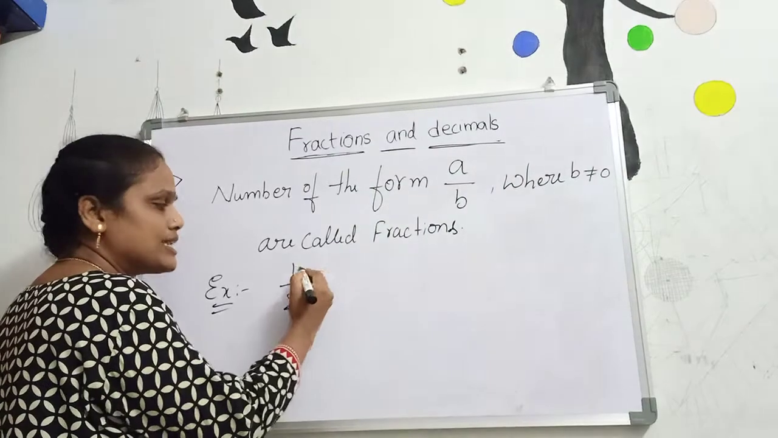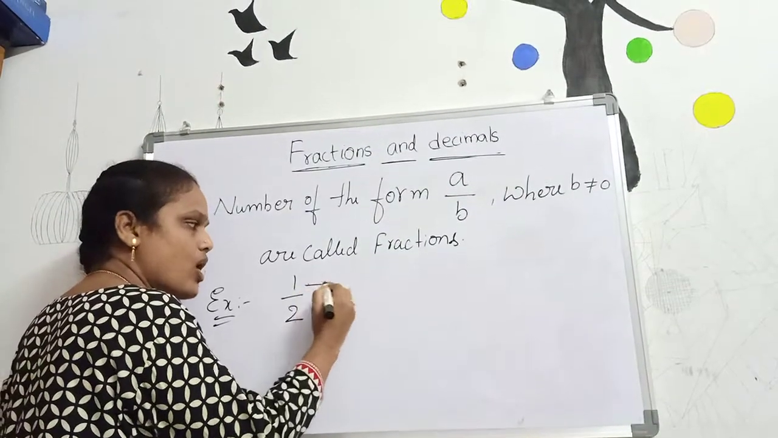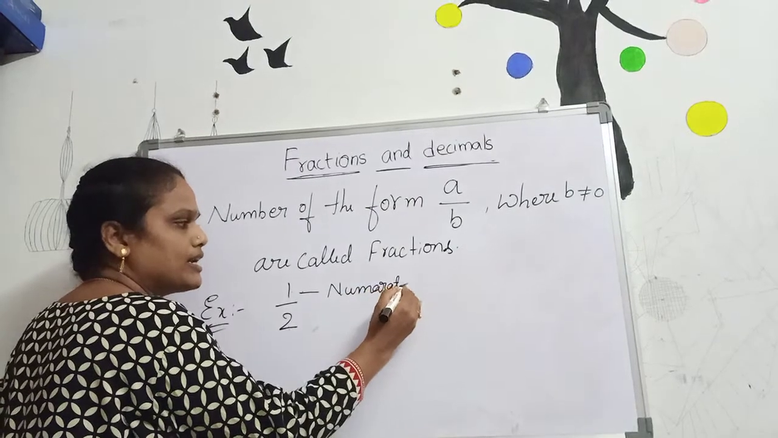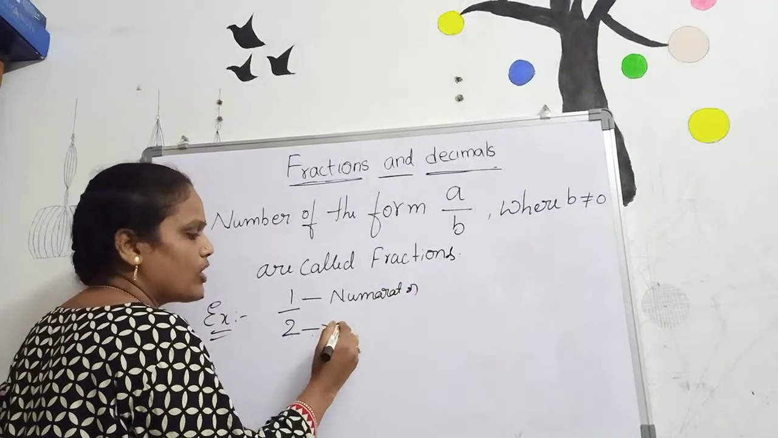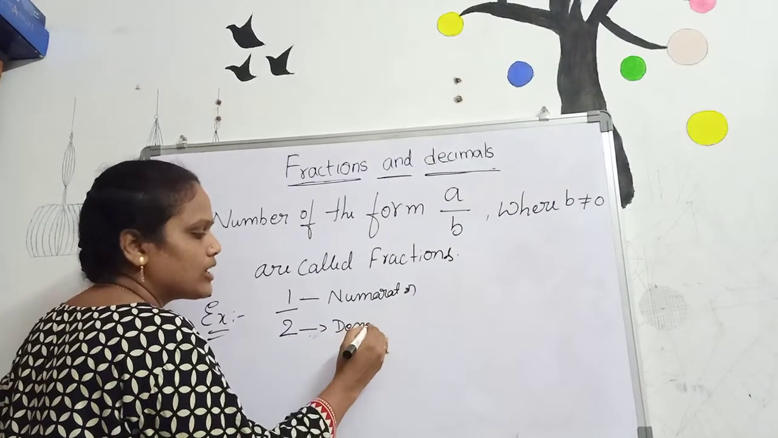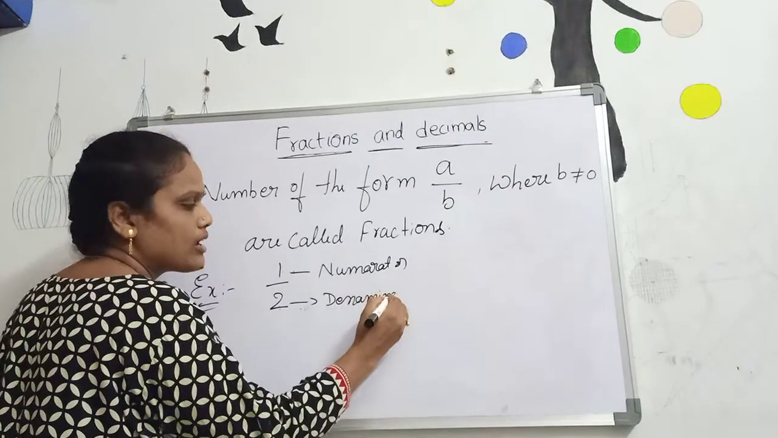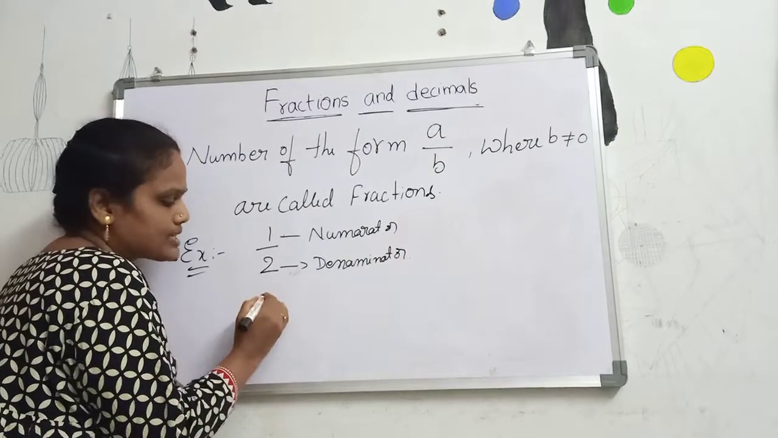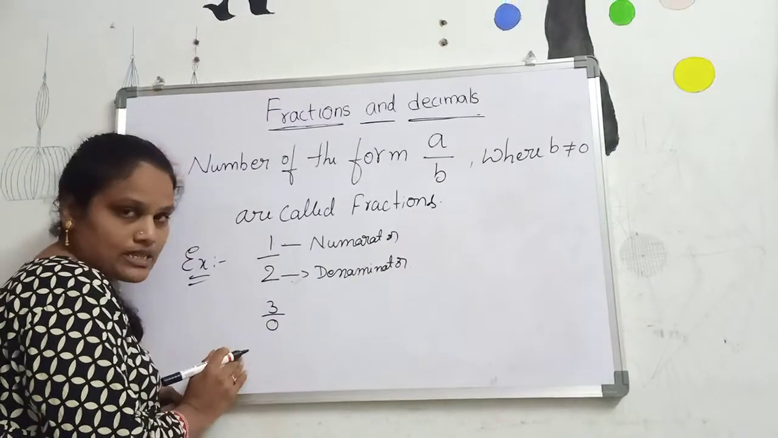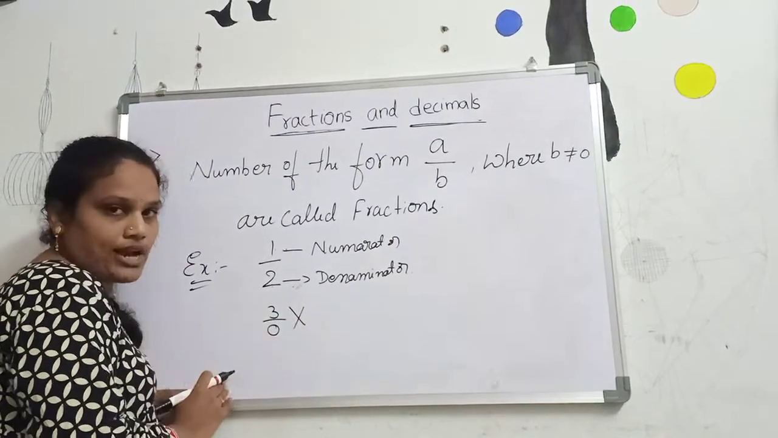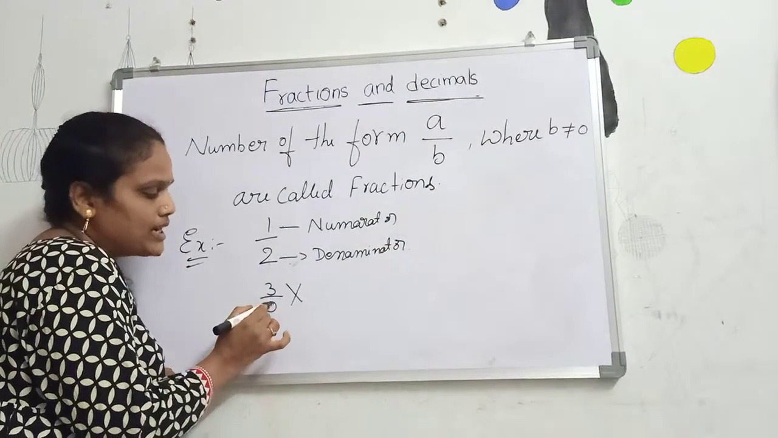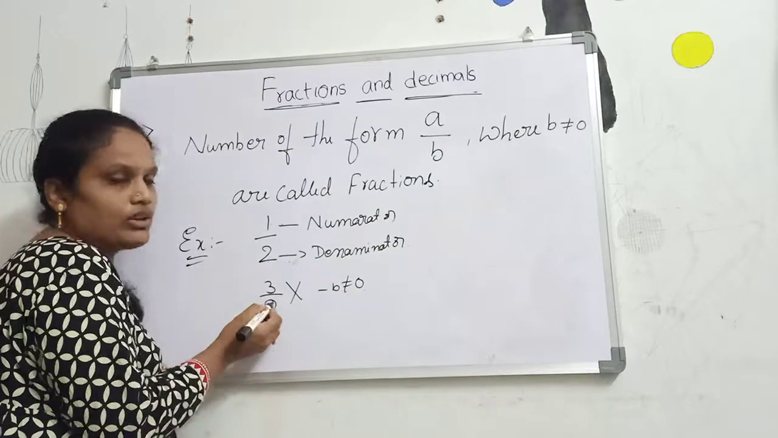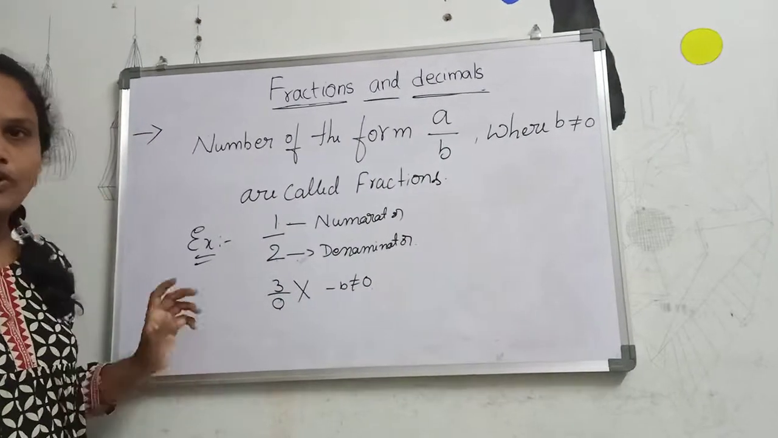So this place is called the numerator, and this place is called the denominator. The denominator should not be 0. For example, 3 by 0 is not a fraction. So this b should not be equal to 0; if it is 0, this is not called a fraction.